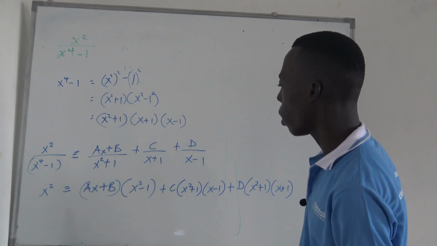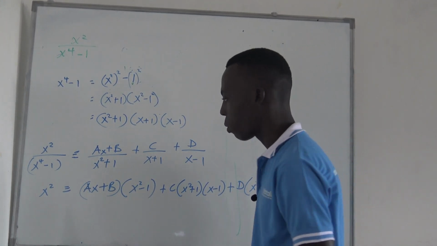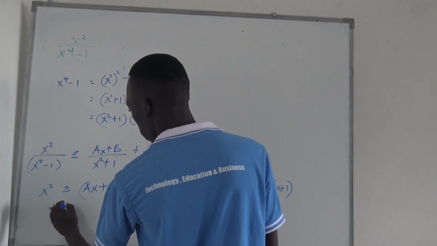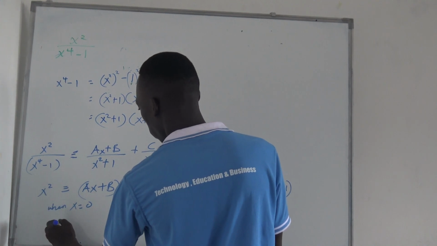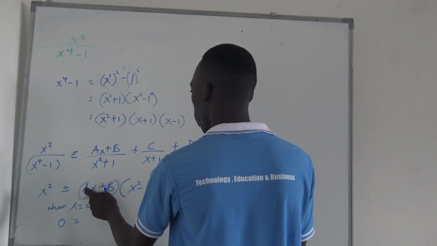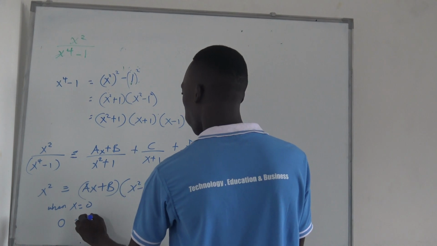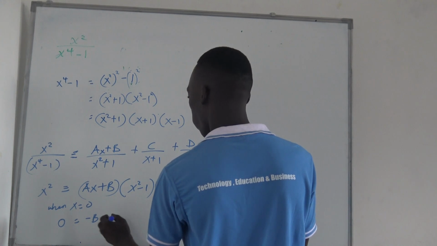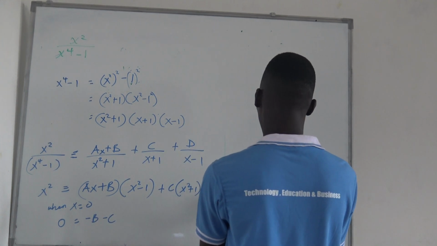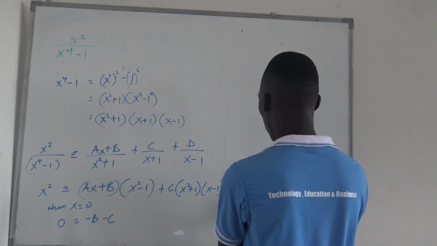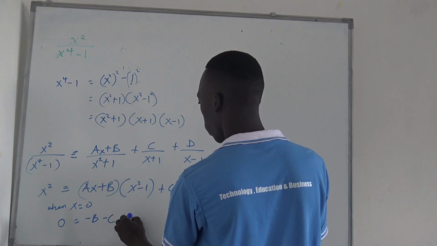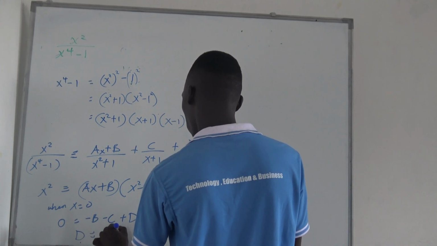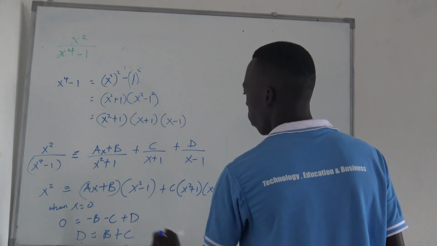So now we try to check which value we can substitute. We begin with 0, when x equals 0. We see here it will be 0 equals, that is 0, which will give us negative b. Also here 0, and here which will give us minus c. Also here it is 0, and also here which will give us plus d. So for this case, d is b plus c. So that is equation 1.